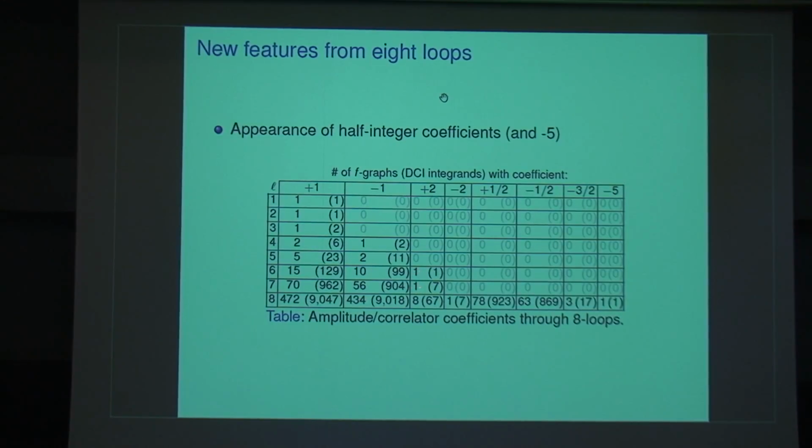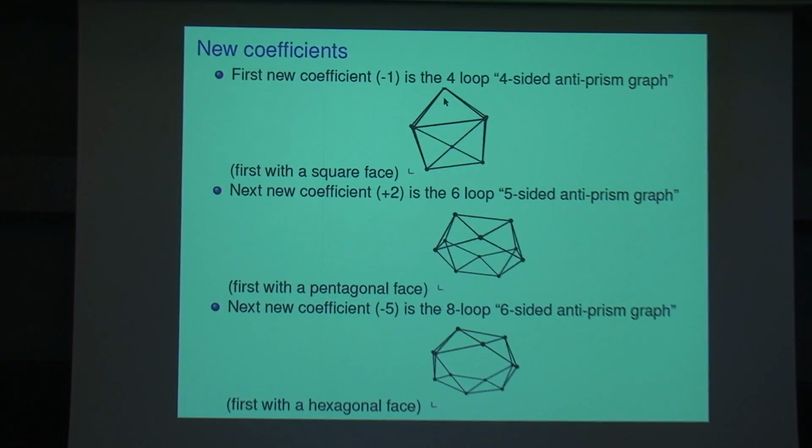That came from the rung rule on that. At 8 loops, then we see a few more coefficients. In particular, we see some half-integer coefficients. And then there's this one graph that appears that has a coefficient of a minus 5. And these graphs are sort of the same type of graph. The new coefficients always come with a certain type of graph. So this minus 1, this 2, this 5. So they all come, and I was looking at these are called anti-prism graphs.